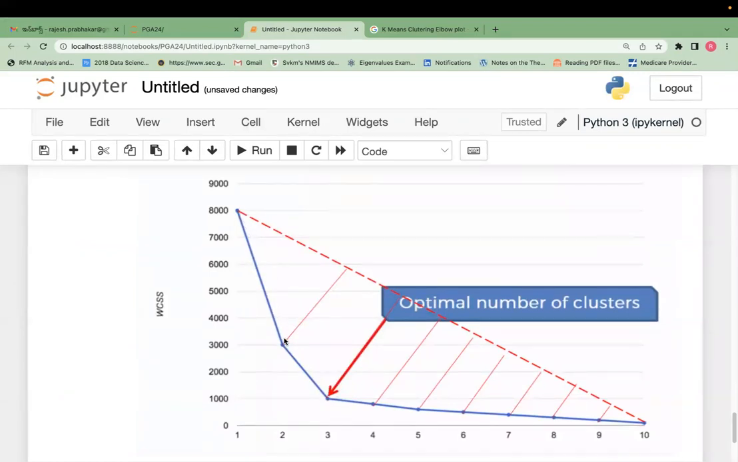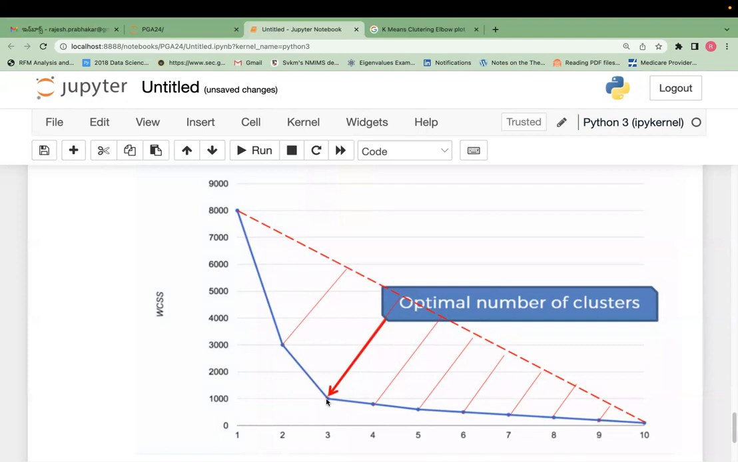See, there is a huge variance from this point to this point, and there is a variance from this point to this point. After this point onwards, the variance is stagnating. They are almost of a similar size. The distance between this and this is similar. So that means either it reduces or stagnates. So this point is considered as the optimal number of clusters.